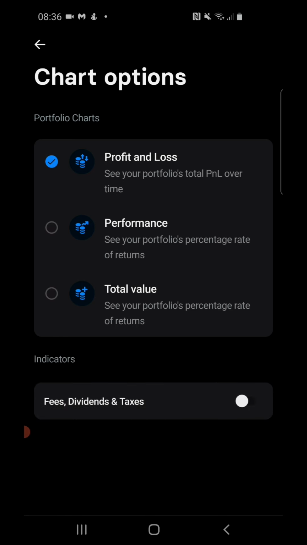You can see on the profit and loss, which is a view that shows your total profit and loss over time. You've got this indicators functionality. If you just slide that, that will plot fees, dividends and taxes on the chart. But let's just take a look first of all at the profit and loss chart.